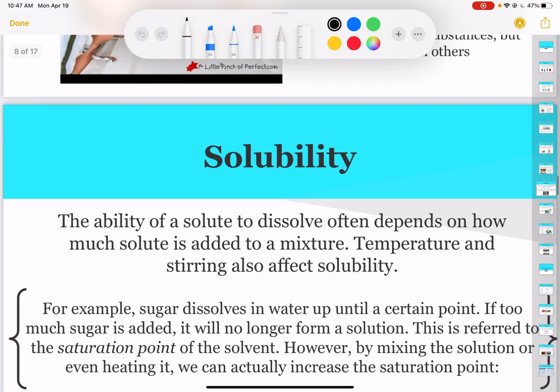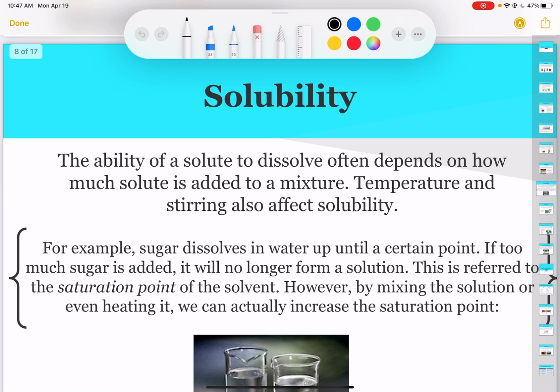All right, continuing on with our solubility. So it says the ability of a solute to dissolve often depends on how much solute is added to a mixture. So what that means here is, if you had a tablespoon of sugar to add to a cup of water, that's going to dissolve a lot easier than if you have a cup of sugar in a cup of water. All right, so the ability for that solvent to dissolve the solute has to do with how much solute you're adding. Also, temperature and stirring can affect solubility as well.